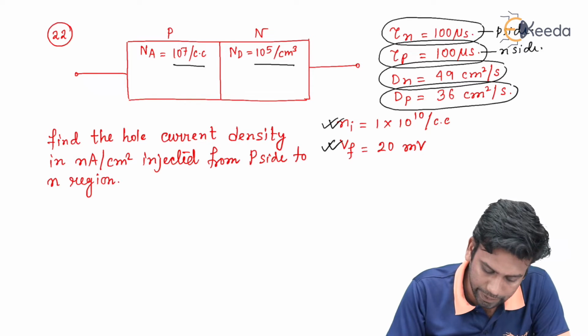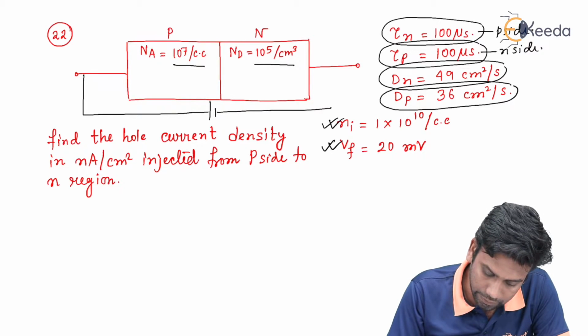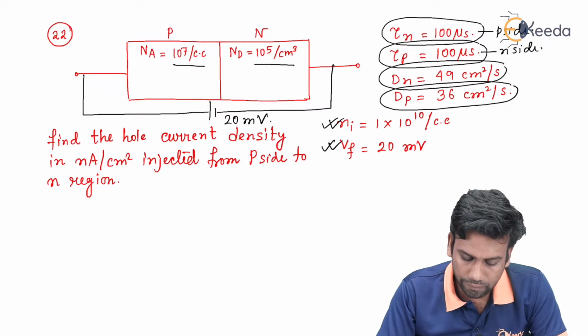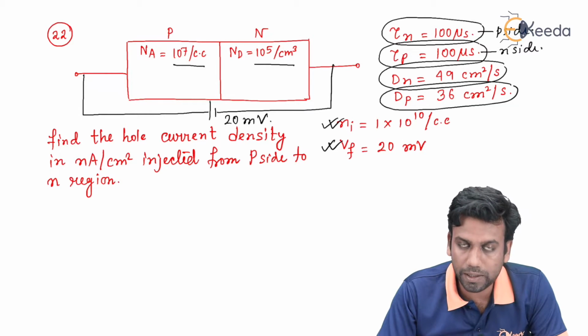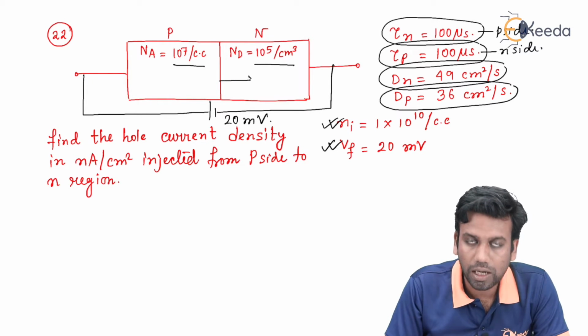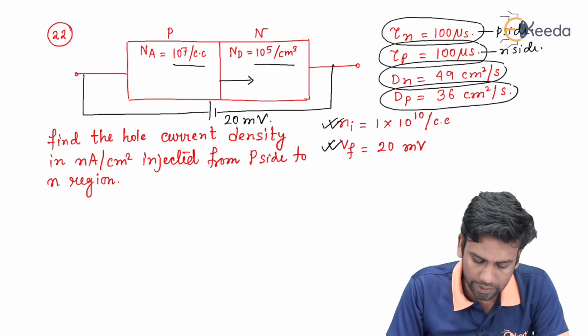has been given. That means there is a forward voltage given, and this forward voltage is 20 millivolt. Now, find the hole current density in nanoampere per centimeter square injected from the p side to the n side. That means we have to find the minority carrier current density in the n side, that is injected from the p side to the n side.